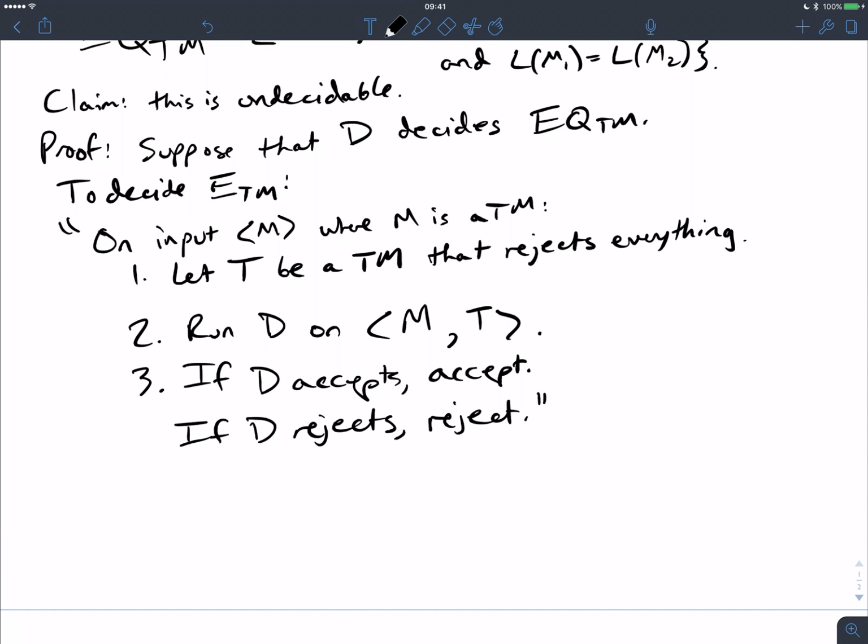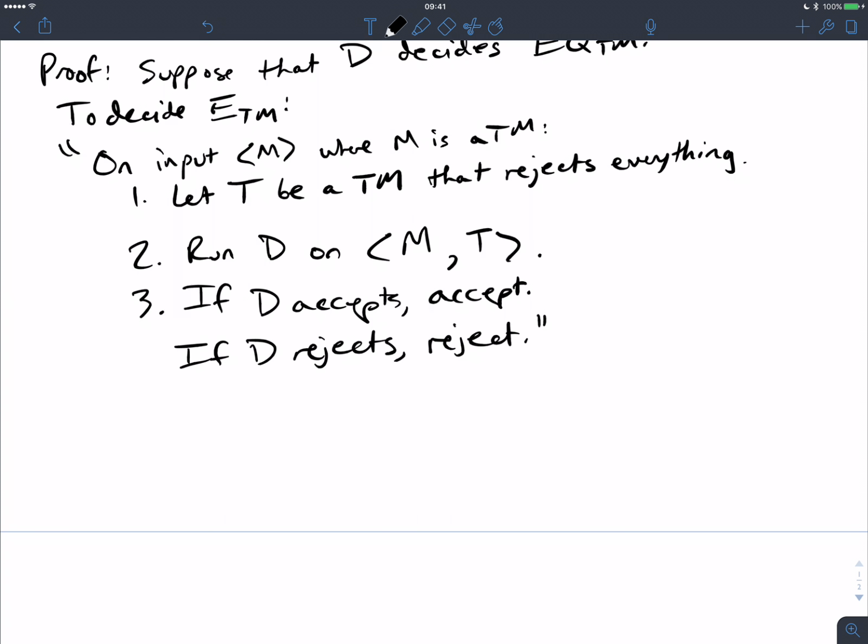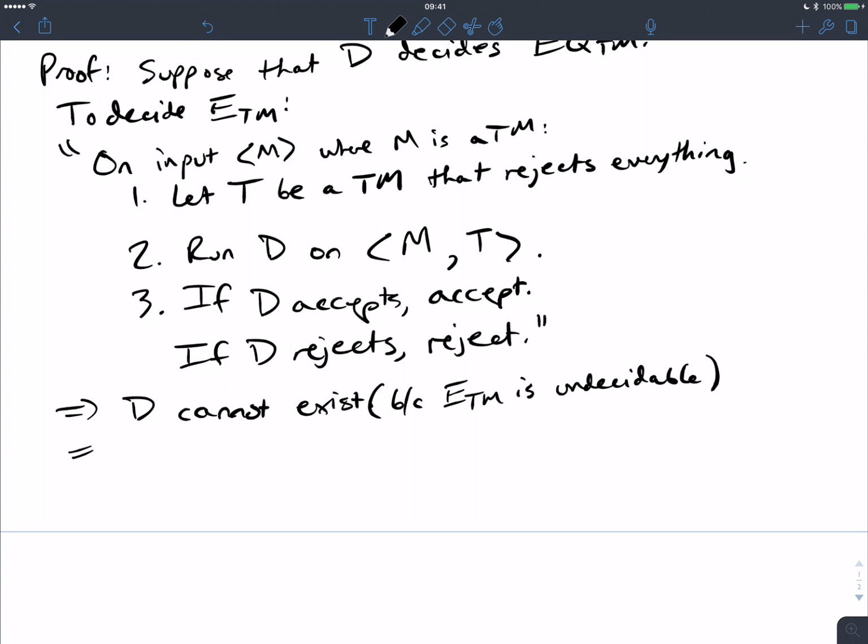No, so what can I claim now? Yeah, D cannot exist. So D cannot exist because if it did, then I can make this decider for ETM. And we have to cite that we know it explicitly that ETM is undecidable, because we proved it. So I should say cannot exist because ETM is undecidable. And so therefore I can conclude EQTM is undecidable.